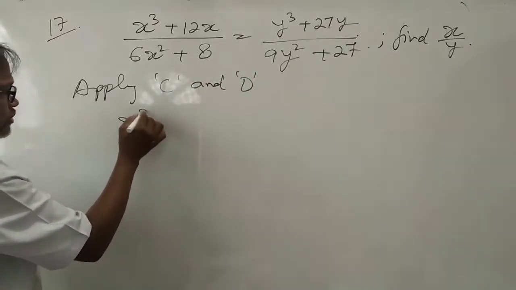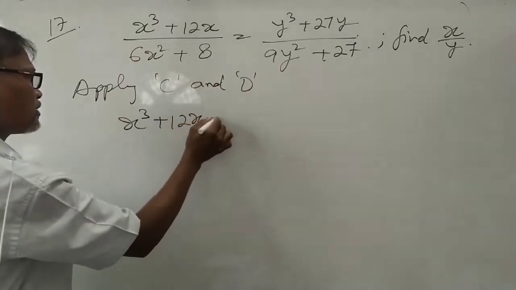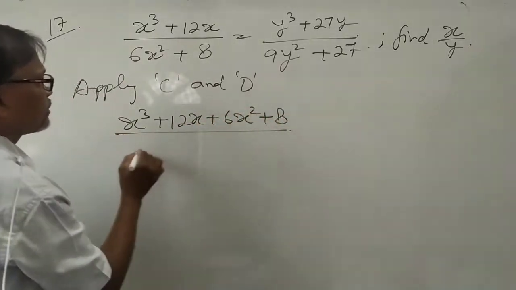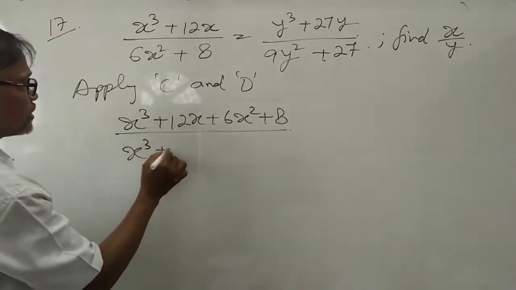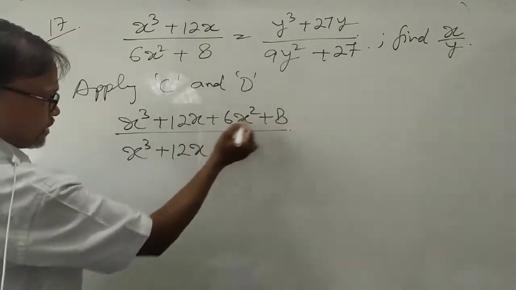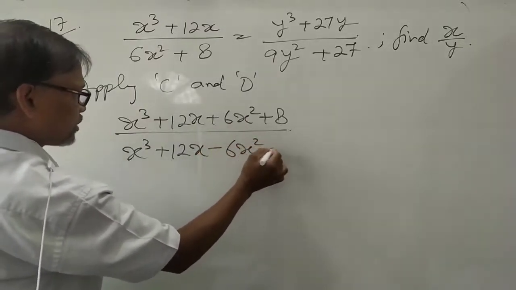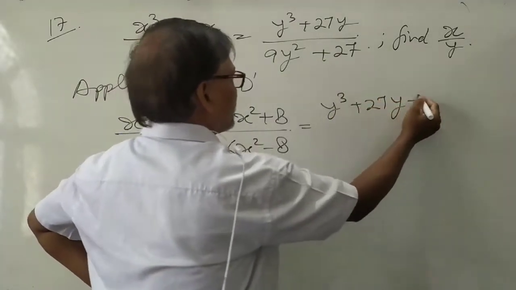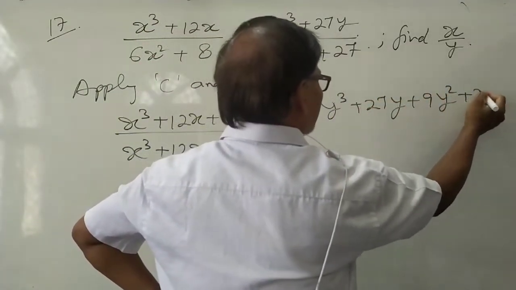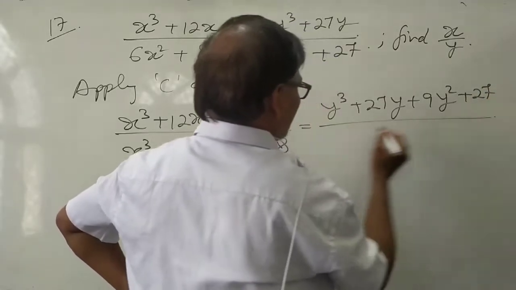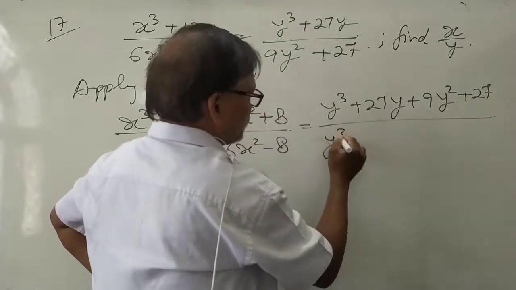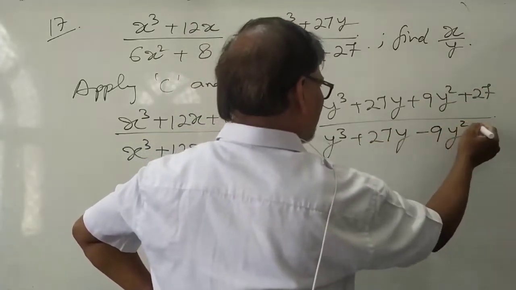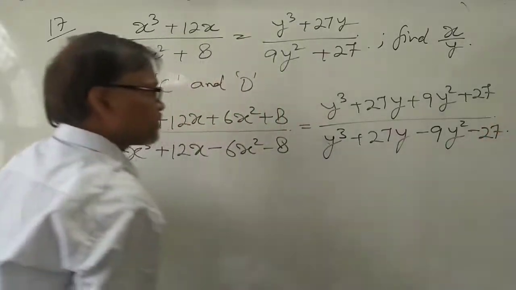When you apply, what you will get? 12x, 6x square plus 8 whole upon x cube plus 12x, change the sign of these two, minus 6x square minus 8. Similarly, y cube plus 27y plus 9y square plus 27 whole upon y cube, change the sign of these two, minus 9y square minus 27.